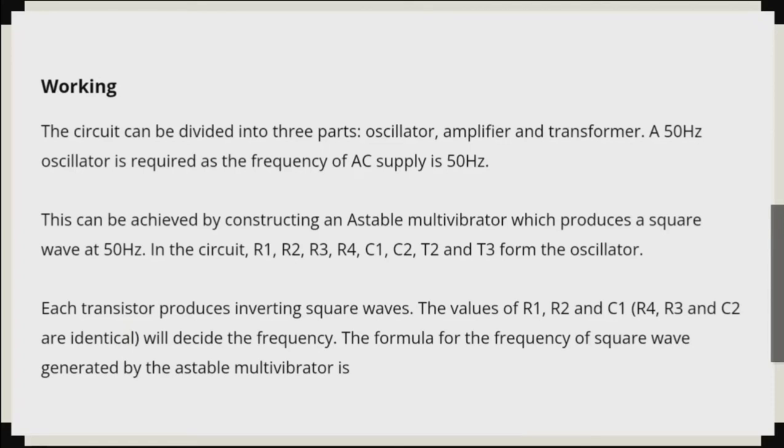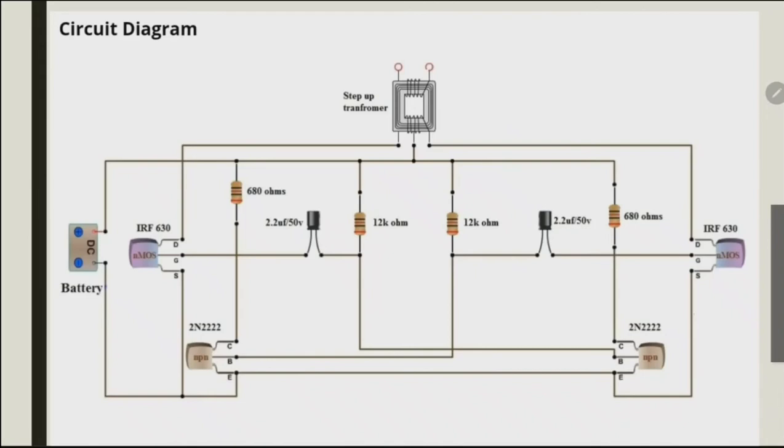The circuit can be divided into three parts, that is oscillator, amplifier, and transformer. A 50 Hz oscillator is required as the frequency of AC supply is 50 Hz. So have a look at the circuit diagram, and we can say that the 50 Hz frequency of the oscillator can be achieved by constructing an astable multivibrator which produces a square wave of 50 Hz.